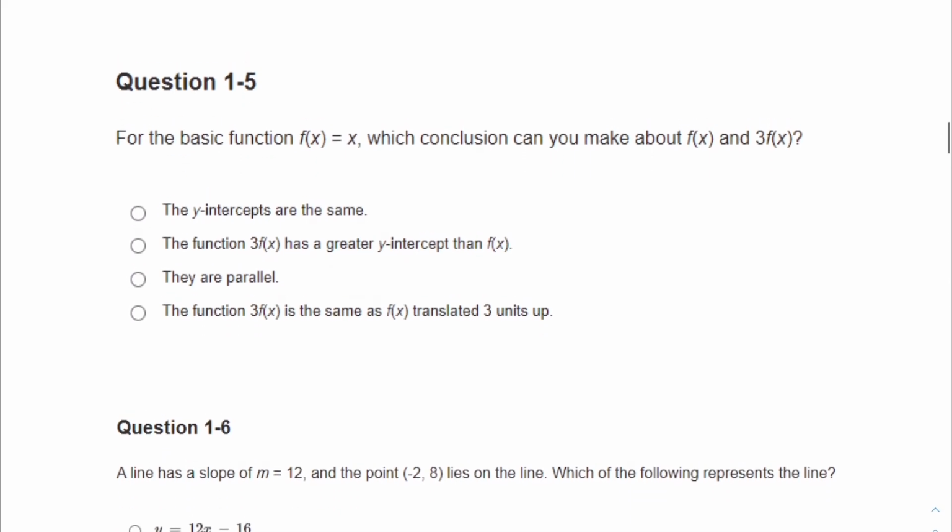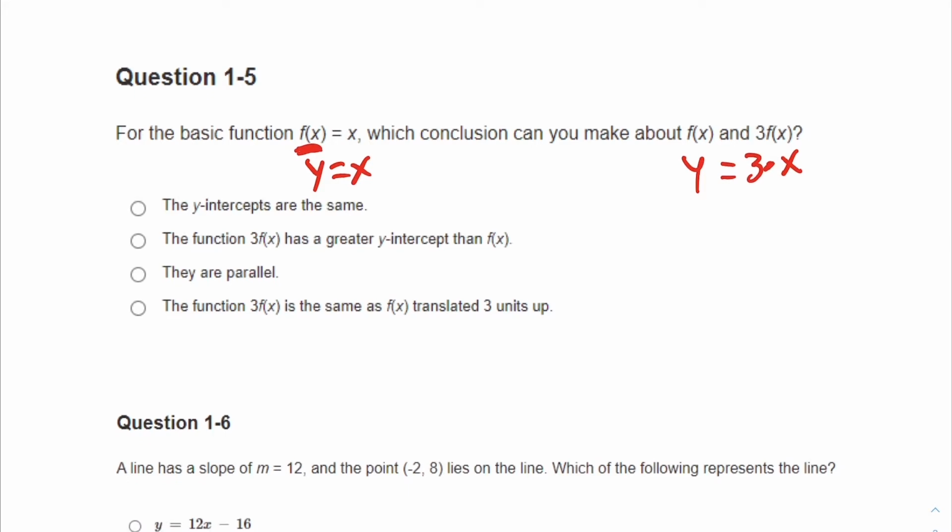They gave you some weird notation, but f of x is the same thing as y equals x. And then they said, what if we change it so that we have 3 times f of x? And if you do 3 times f of x, that would mean 3 times x. So our two equations are y equals x and y equals 3x.